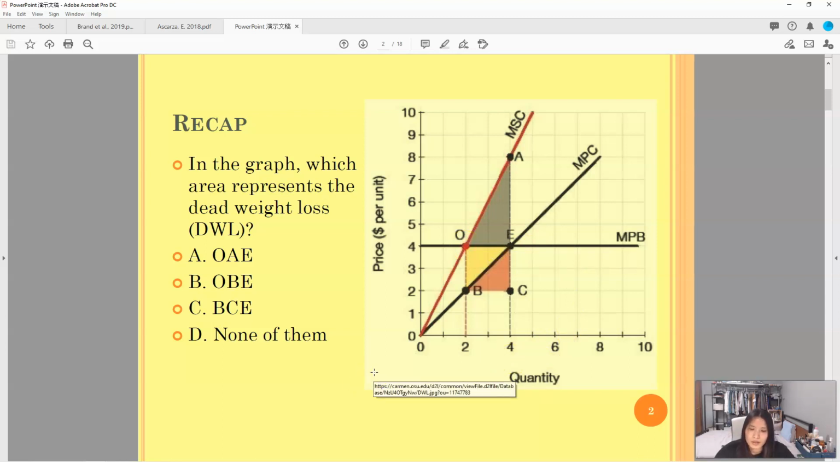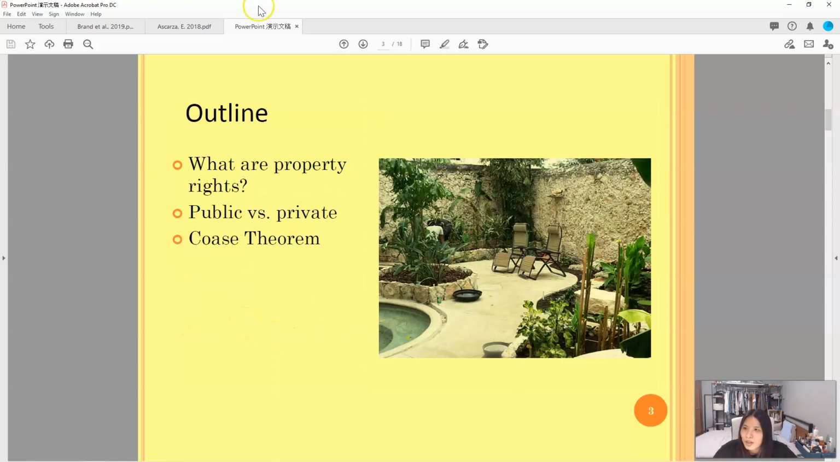So when you are answering a question in a quiz or homework assignment or exam, the second method would be much easier than the first one, I think. So the outline of this video: we will first talk about property rights, then the difference between public and private. The third part would be focused on the Coase theorem.